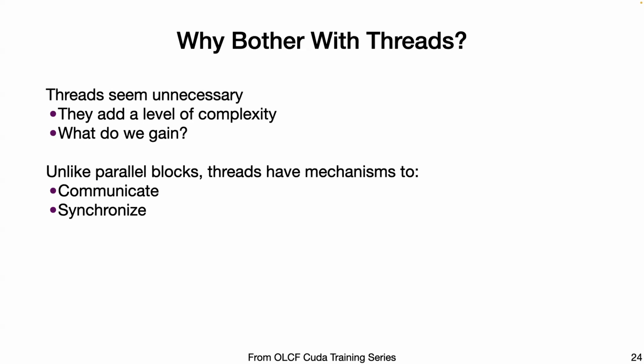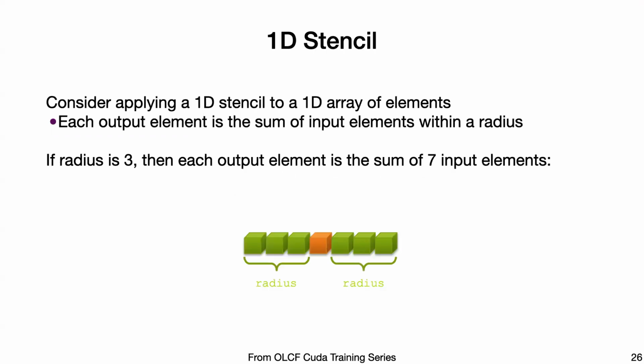I'll get to it later, but there are 2 levels of memory on your GPU. One is faster, that's shared memory, and one is slower, that's global memory. Threads in the same block can synchronize or communicate through shared memory. Okay, so we can do an example of how you would use shared memory.